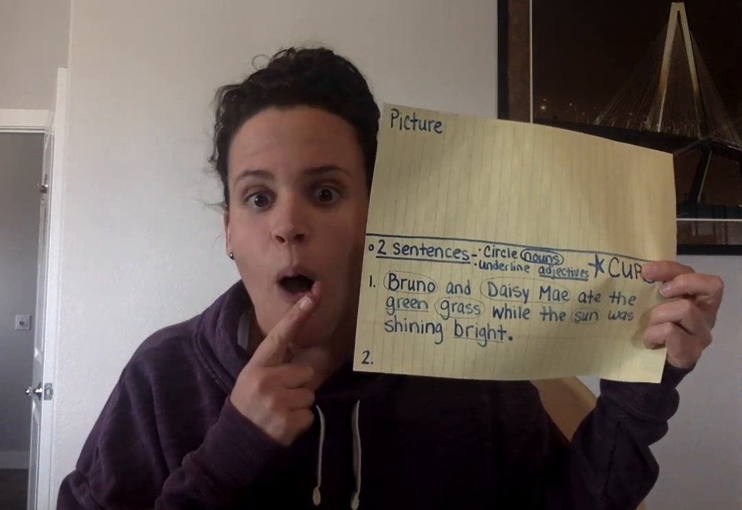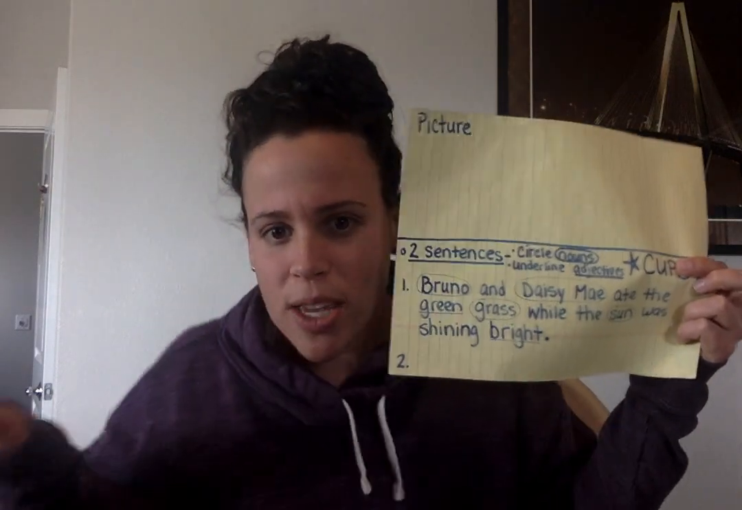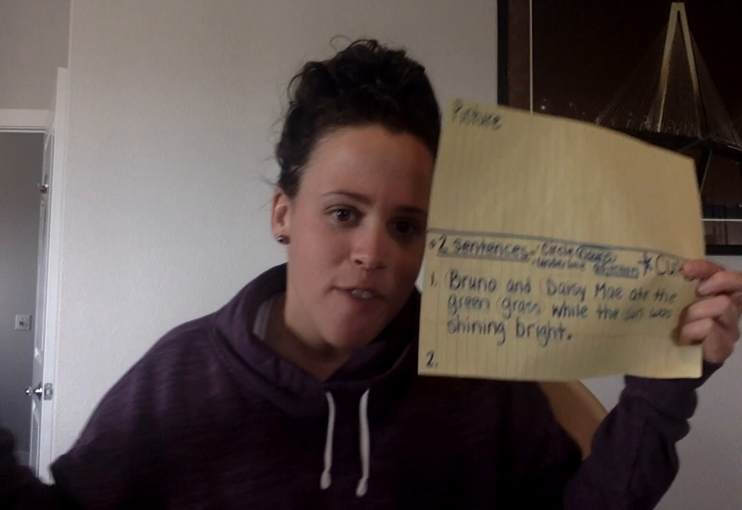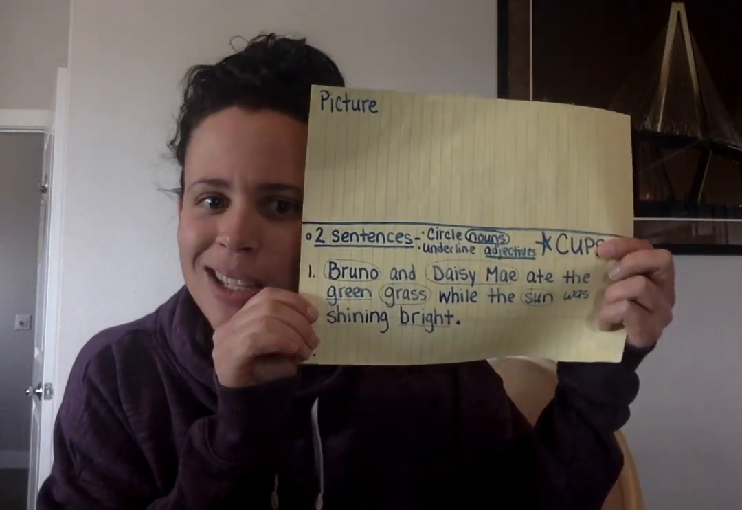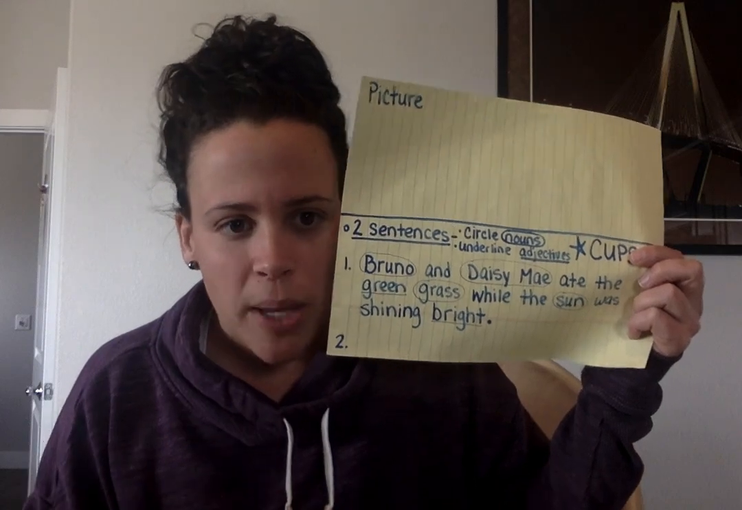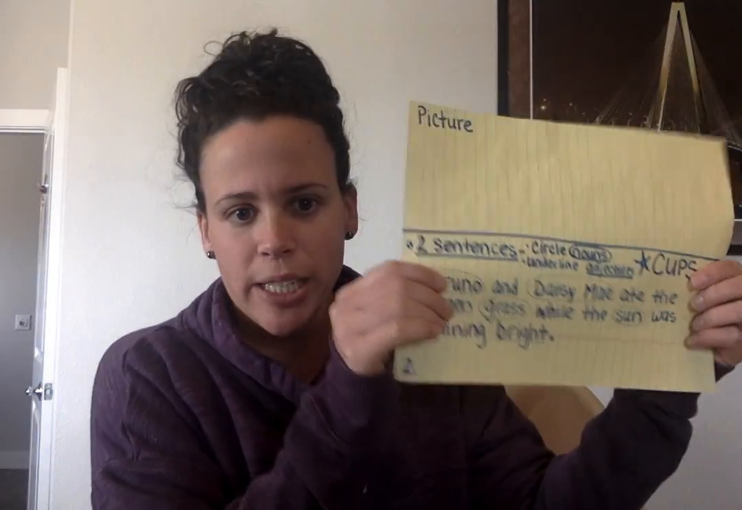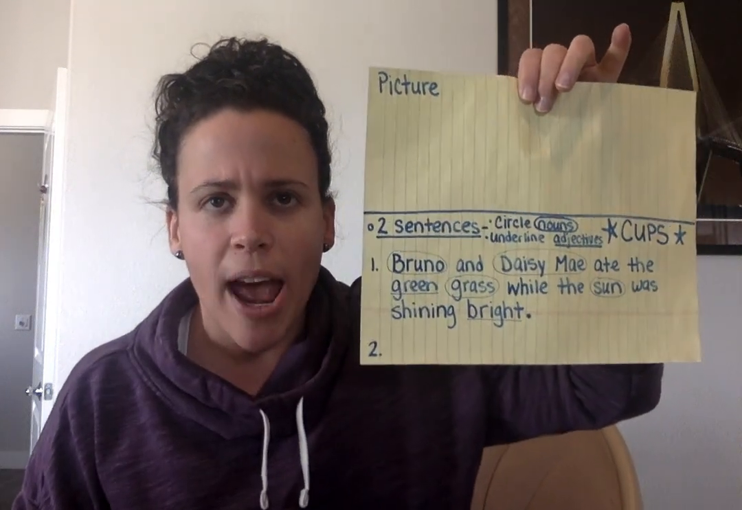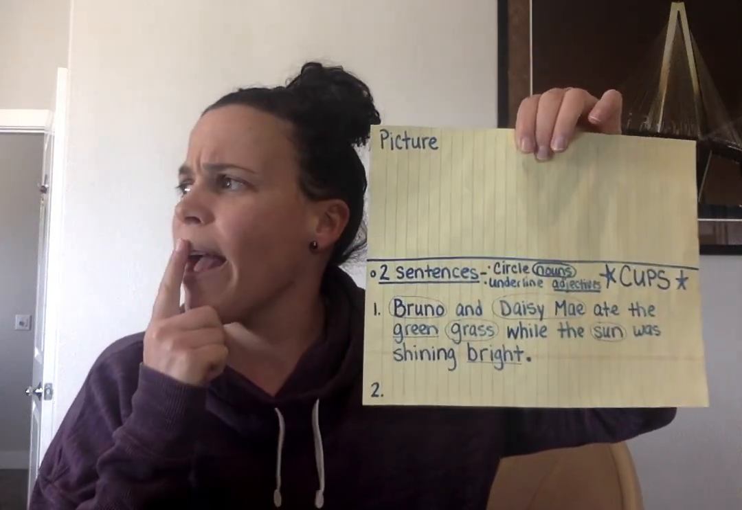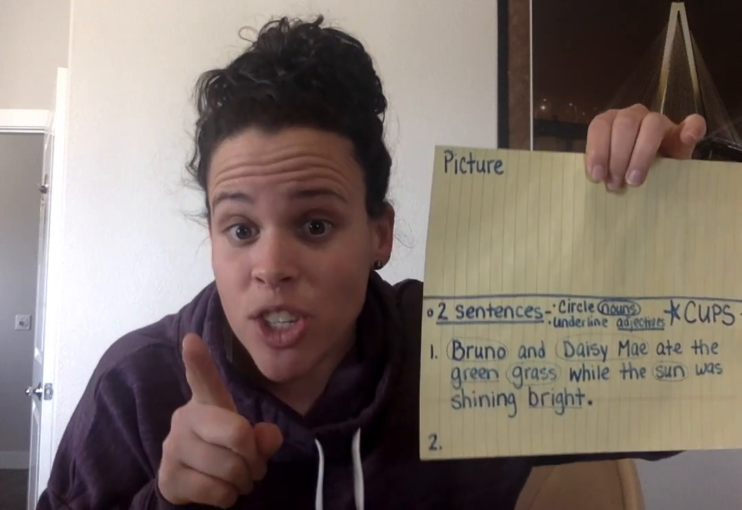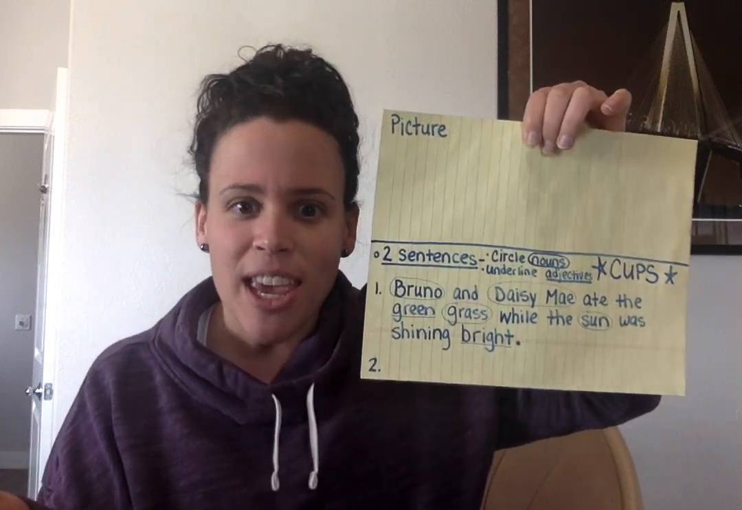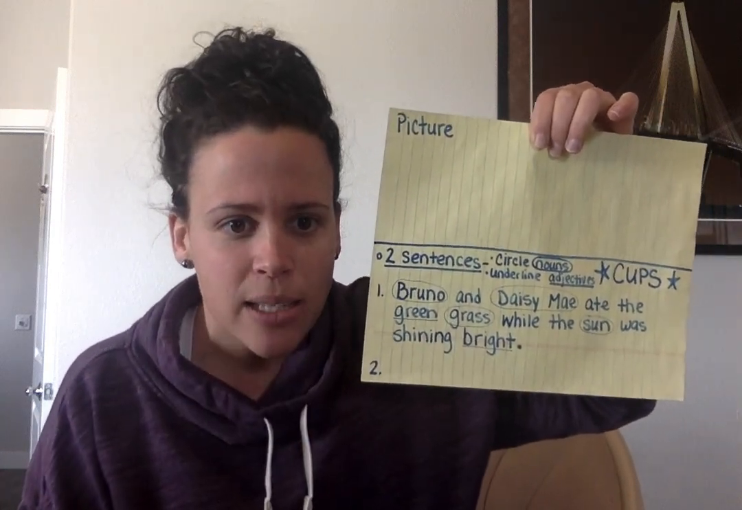Ate. No, that's a verb because you can do it. A verb. You can do it. Okay, so Daisy ate is not a noun. Left it blank. The green. Nope, green's not a noun. Grass. I can touch grass. Therefore, it's a thing. So I circled grass.